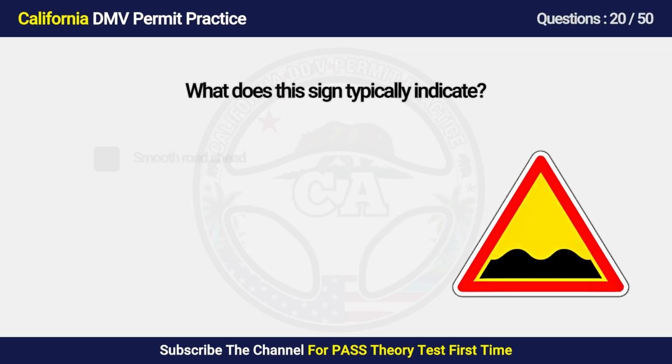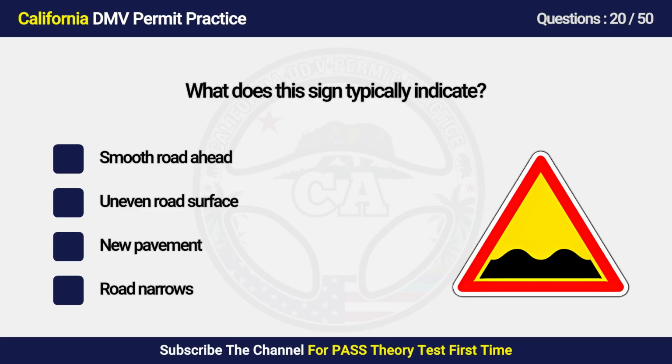Question 20. What does this sign typically indicate? A. Smooth road ahead. B. Uneven road surface. C. New pavement. D. Road narrows.